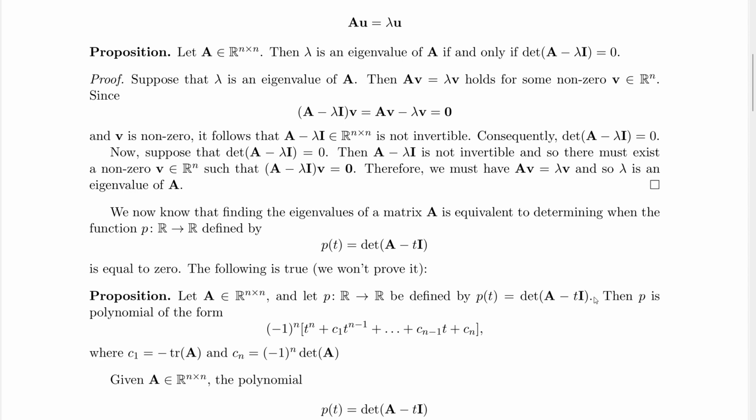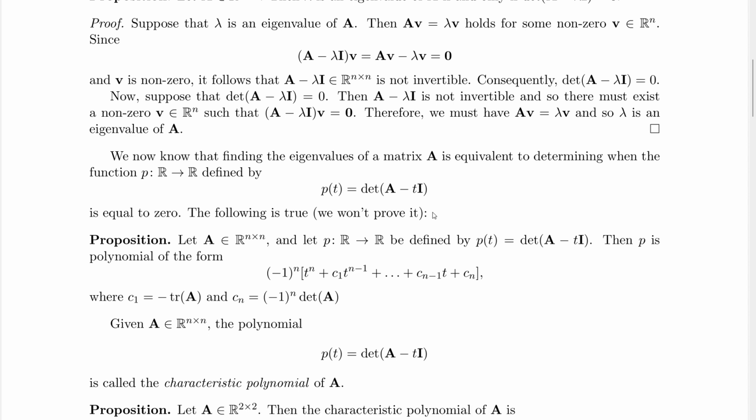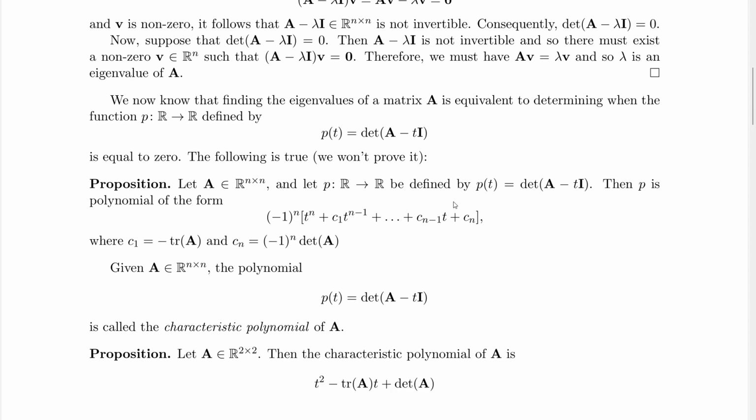All right, and this polynomial is called the characteristic polynomial, and we will basically only worry about the case of 2 by 2s, and note that following that formula means that the characteristic polynomial of any 2 by 2 is t squared minus the trace times t, plus the determinant of the matrix.